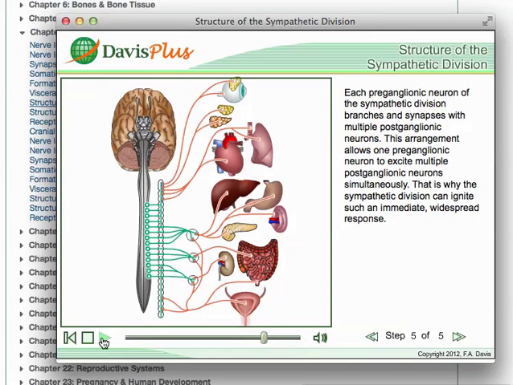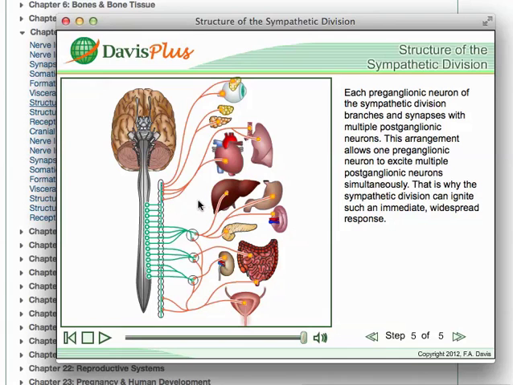Each preganglionic neuron of the sympathetic division branches and synapses with multiple postganglionic neurons. This arrangement allows one preganglionic neuron to excite multiple postganglionic neurons simultaneously. That is why the sympathetic division can ignite such an immediate, widespread response.